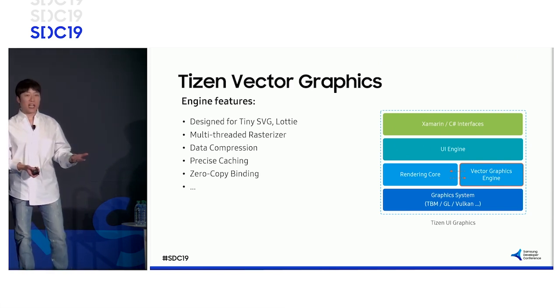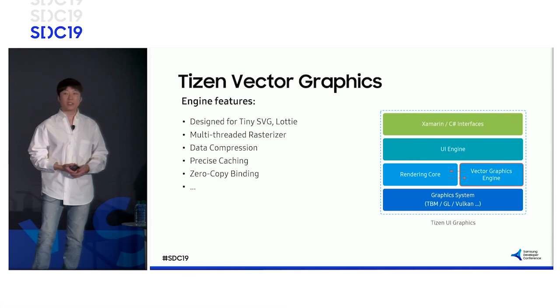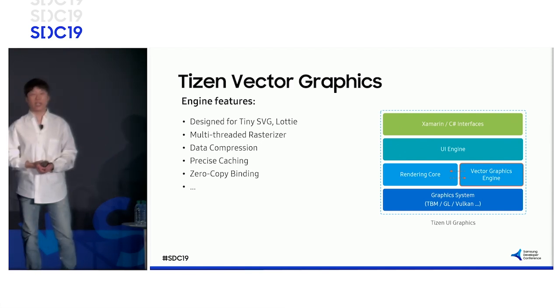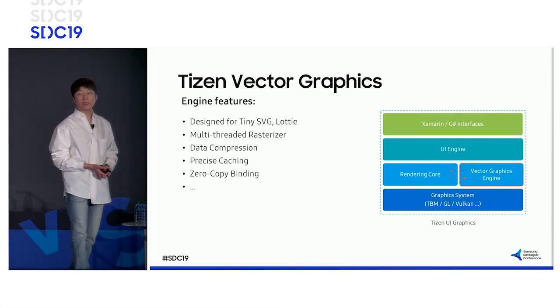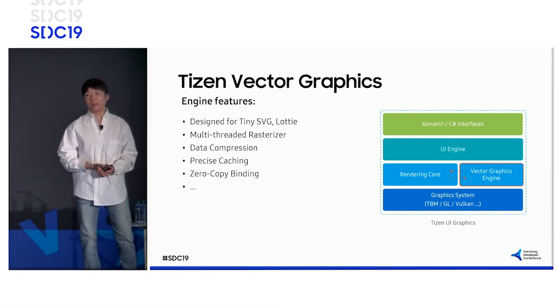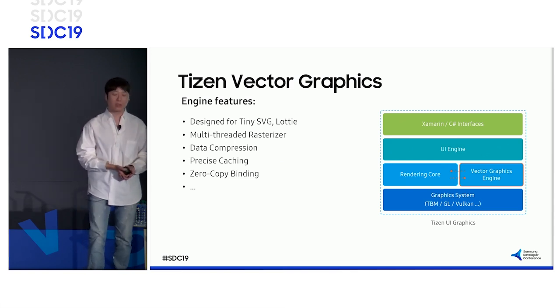In the case of Tizen, as you can see on the right side, the Tizen UI graphics stack, Tizen provides its own vector graphics engine. Back in Tizen 2.4, the engine was introduced for supporting the tiny SVG format so that it applied to vector drawings or UI control visuals. Later, it was expanded to support Lottie Animation. At the end, this vector graphics engine is integrated with the rendering core to respond to requested commands and share the drawing output with the rendering core.